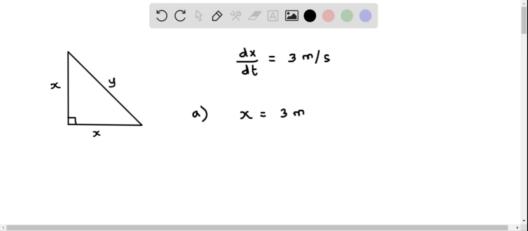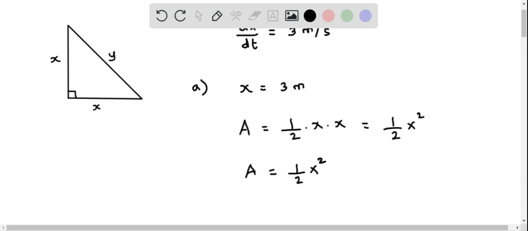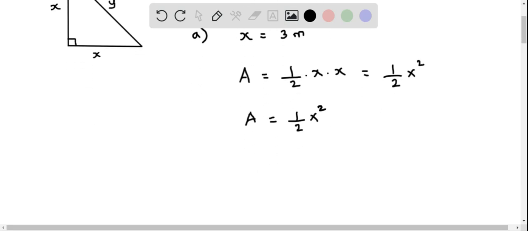First, I'm going to write down the formula for area, which is given by half times the base times height. The base of this isosceles right triangle is x, and the height is also x. So we can write this as half of x squared. Now we have this equation, area equals half x squared, and this means we can differentiate both sides with respect to time.